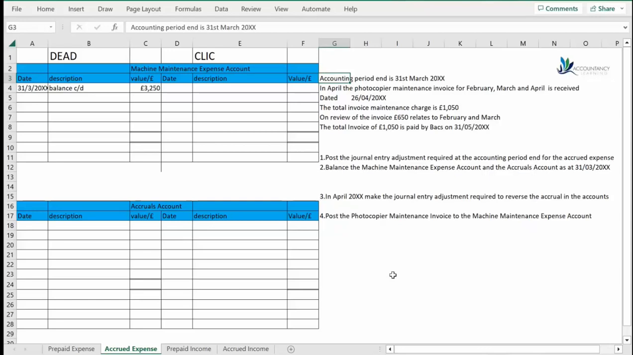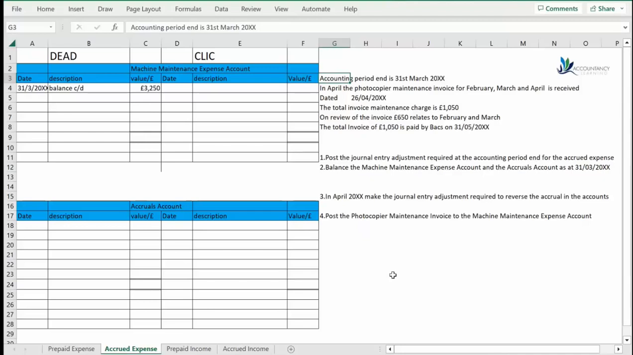The total invoice maintenance charge is £1,050, and on closer inspection of the invoice, £650 relates to February and March within the accounting period end. The total invoice of £1,050 is paid by BACS on the 31st of May.